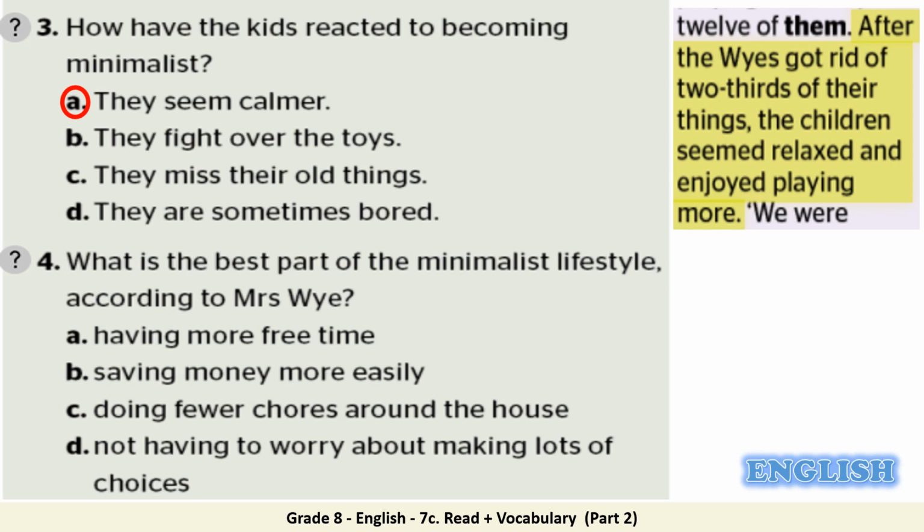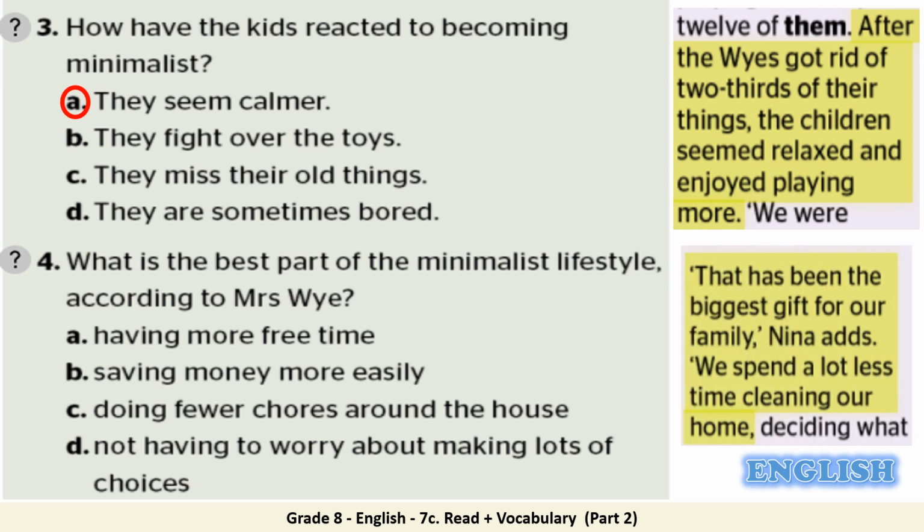Question number 4. What is the best part of the minimalist lifestyle according to Mrs. Y? A. Having more free time. B. Saving money more easily. C. Doing fewer chores around the house. D. Not having to worry about making lots of choices. Let's go back to the text to find the correct answer. That has been the biggest gift for our family, Nina adds. We spend a lot less time cleaning our home. So the correct answer, very good, it is C, doing fewer chores around the house. Well done.